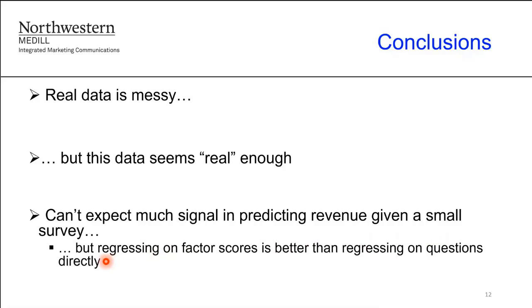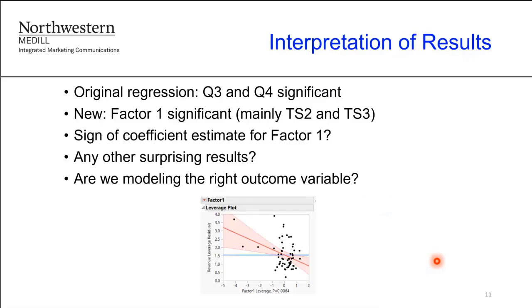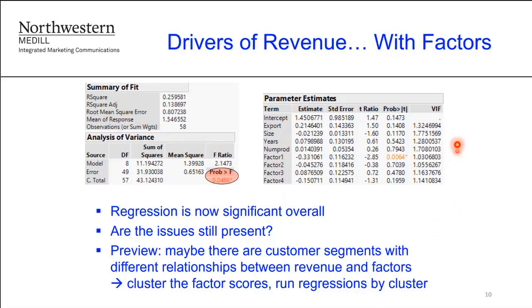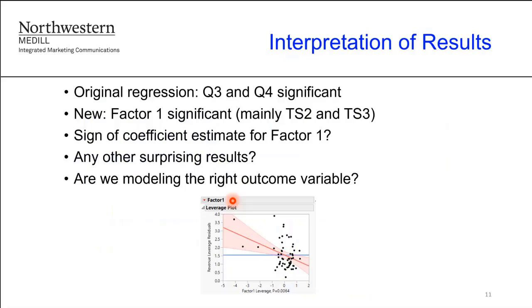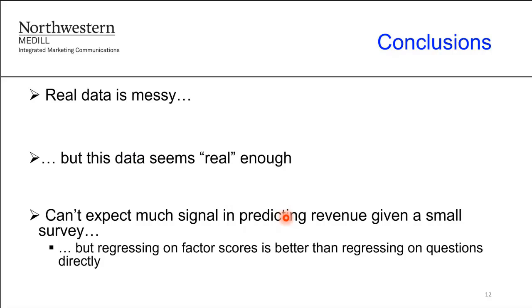But in this example, we regress on factor score. Regressing on factor score is better than regressing on questions directly. That's what we found. Going back to this picture, we see that the multicollinearity issue is now gone, and the model is significant. So based on this result, regressing on the factor scores is better than regressing on the questions directly. Okay, so this is the last example for the factor analysis.